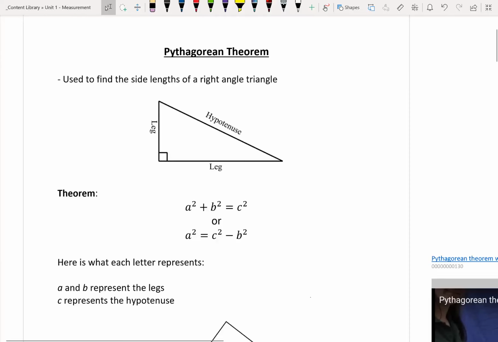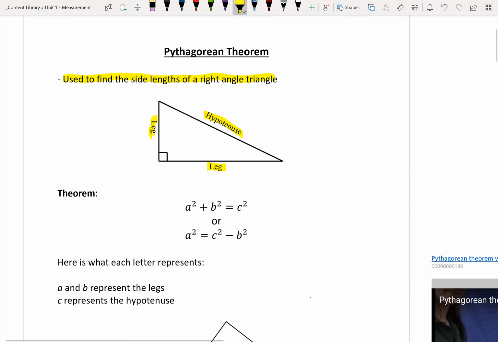In today's note, we're going to be looking at the Pythagorean Theorem. What the Pythagorean Theorem is, it's a formula or an equation that's used to find the side lengths of a right-angled triangle. So if we look at our triangle here, we have some labels for our sides. So we have a leg, another leg, and our hypotenuse.